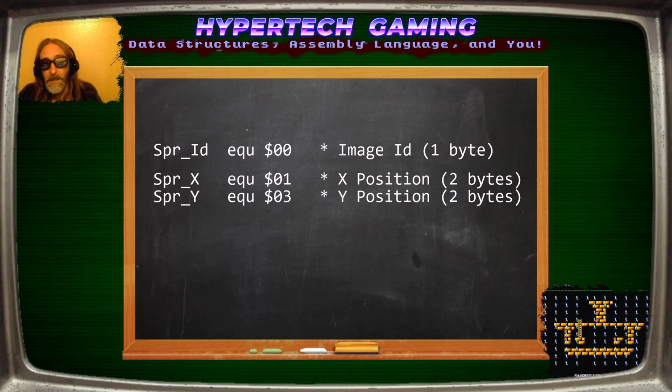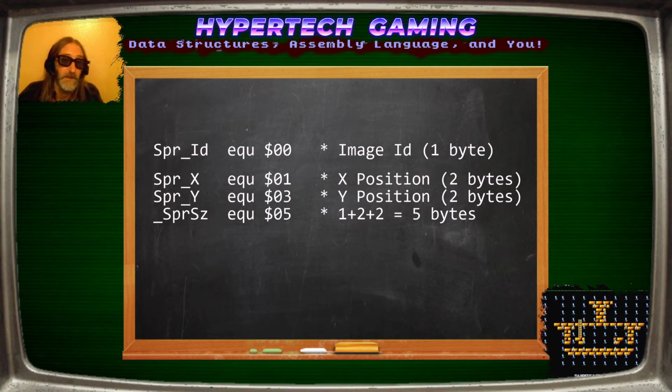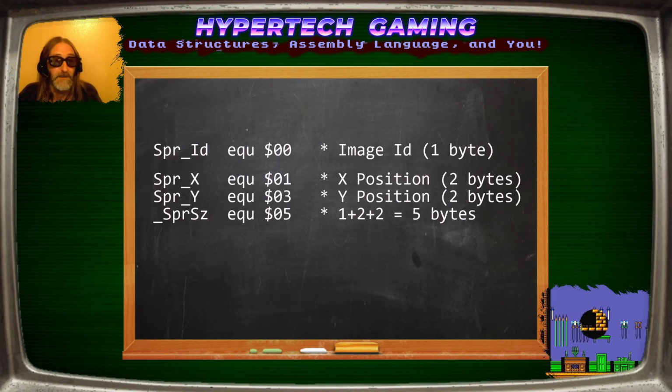Pretty simple. Now there's one more member that is helpful to include, but wasn't shown in our example, and that is one that specifies the size of the data structure. This is useful when allocating an instance of the data structure, as well as if you have to iterate over an array, so you actually know the number of bytes that you have to skip in order to get to the next element of that array. Of course, in this case, it's 5, because that last member, the Y position, is 2 more bytes, and it starts at 3.